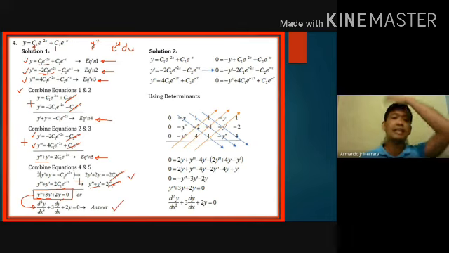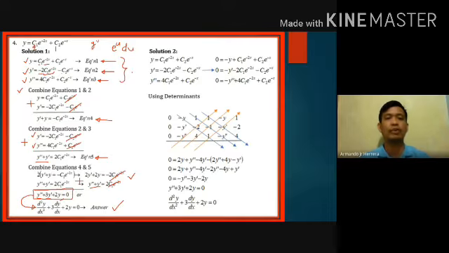So there's an alternate solution using determinants. So babalikan lang natin yung kaninang equations na nagawa natin. So equations 1 to 3. So eto lang din yun. So ang gagawin lang natin, 0 ang nasa left side of the equation. So and therefore, itatranspose lang natin siya on the right.